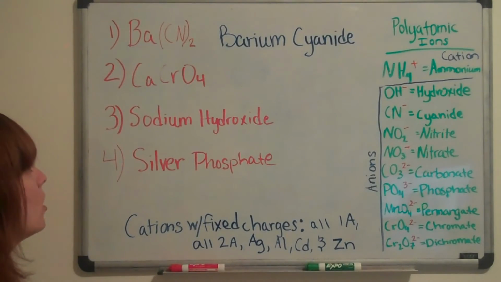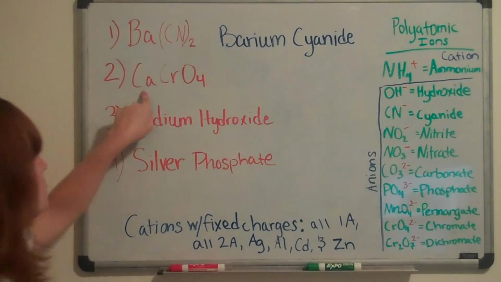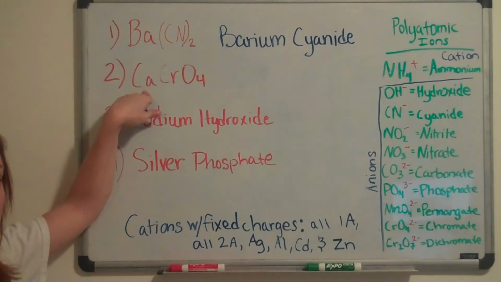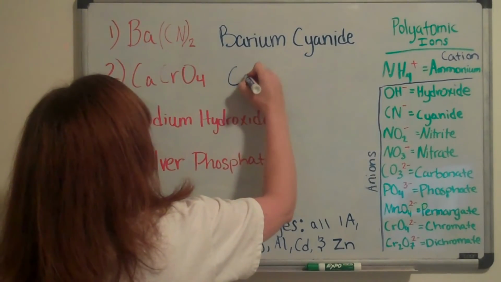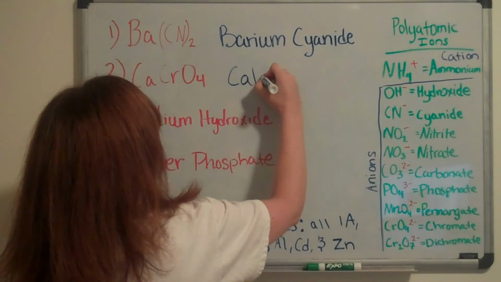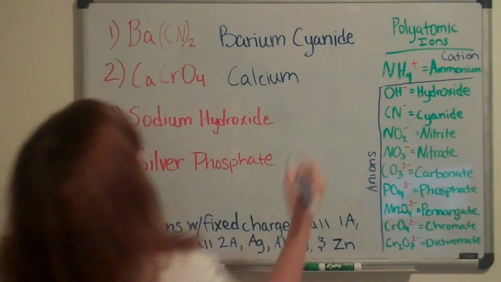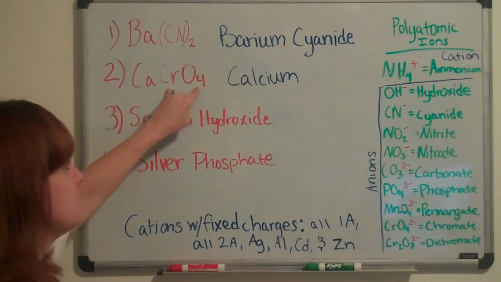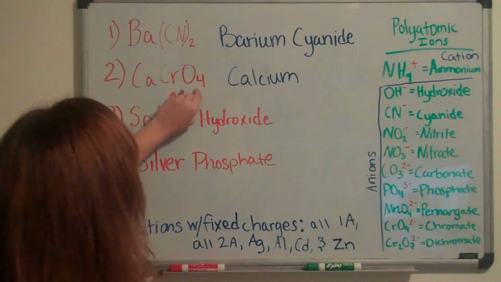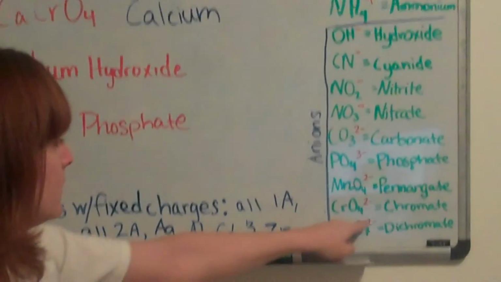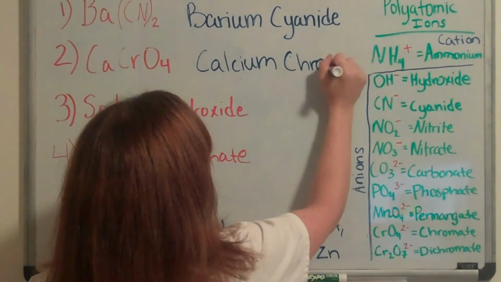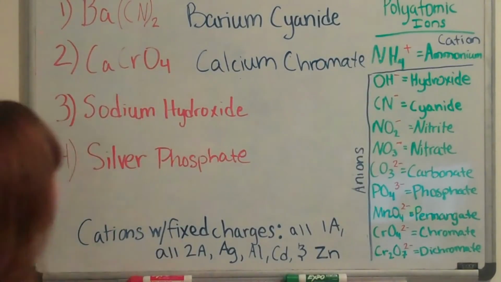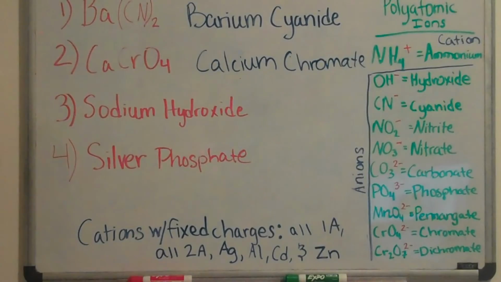We have CaCrO4. We look in our periodic table and we see that Ca is our cation. We're naming that first, and Ca is calcium. And then, because we have our list of polyatomic ions memorized, we know that CrO4 is chromate. So we have calcium chromate. Pretty simple.